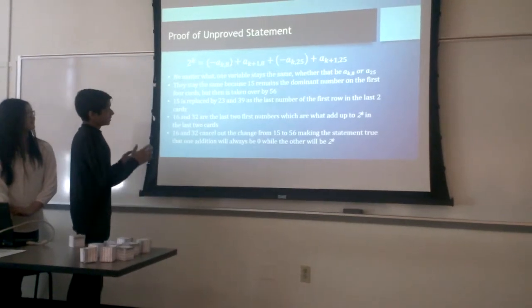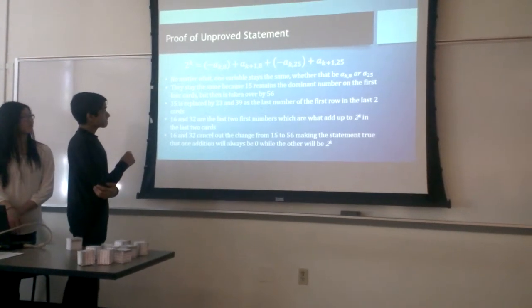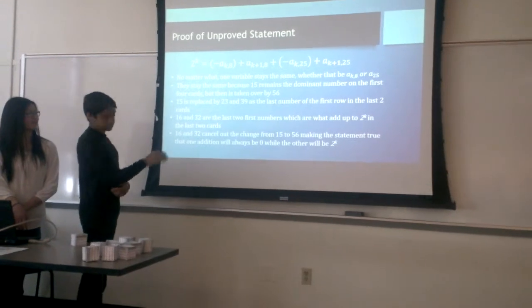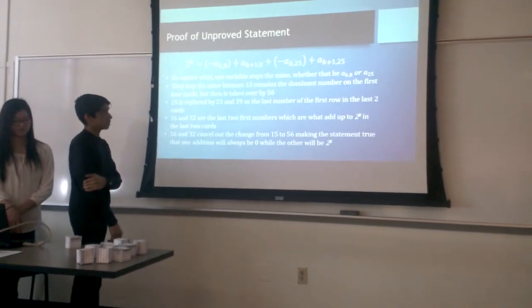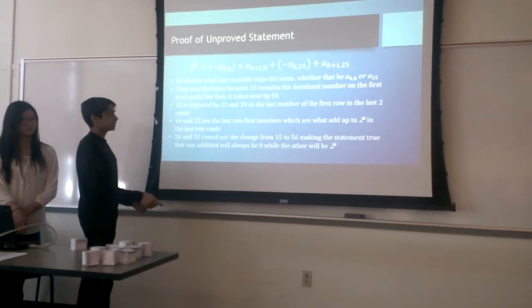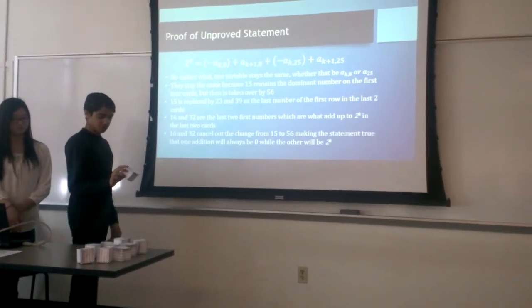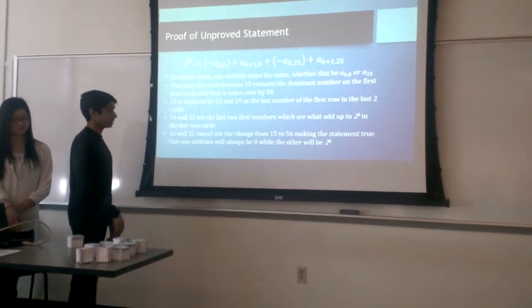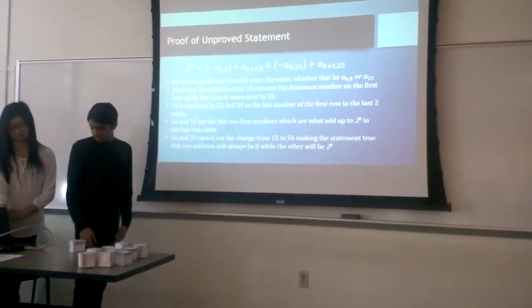No matter what, one variable will stay the same. So on the first 4 cards, 15 is the same number. But then it's 56 on the last 2, because the fourth one starts with 16, and so you can't have a 15 on there.